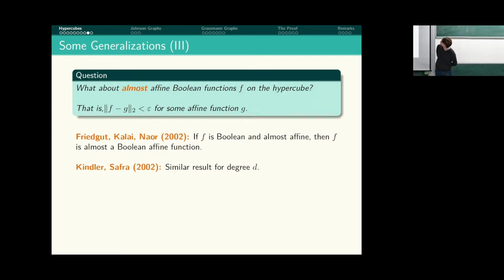Okay, so now maybe you think being strict with your degree is a little bit too much to ask. You can ask for an approximate result, you can ask for a stability result. And this is sometimes called the Friedgut-Calais-Naor theorem, where you can show that if a function is Boolean and almost affine, so all the other coefficients in your polynomial are very small, then it's actually close to one of these 4 examples. And you have a similar result for general degree D.